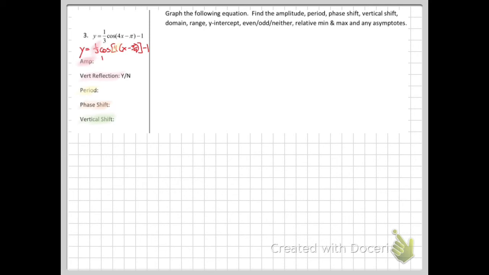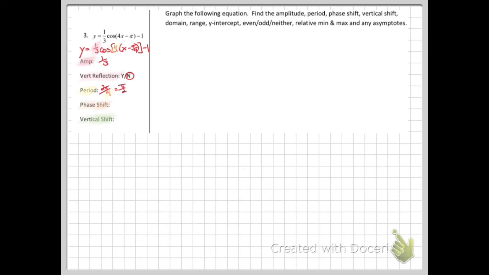Okay, so the amplitude is positive because it's a height. The 1/3 in front is the amplitude. Since it already is positive in the equation, there's no vertical reflection. The period is 2 pi over 4, which I guess for now we'll reduce, but we'll see if maybe we should have left that non-reduced at the end. So pi over 2. Actually, well, I'm going to do it because I said I was going to do it.